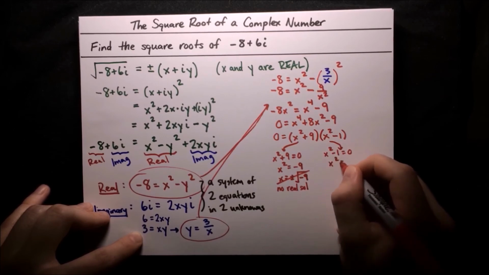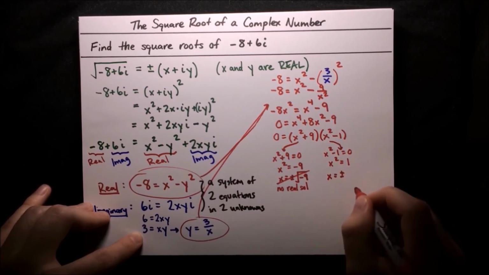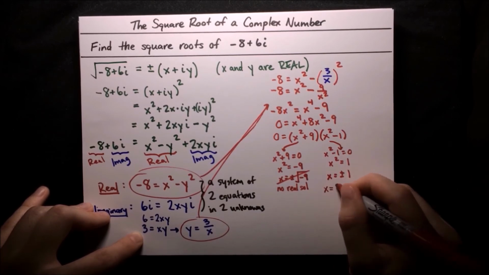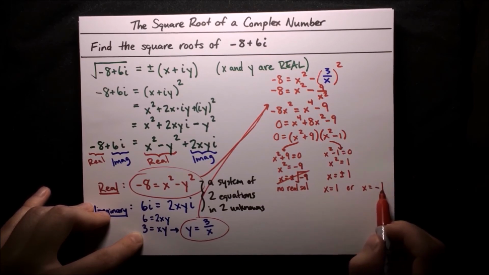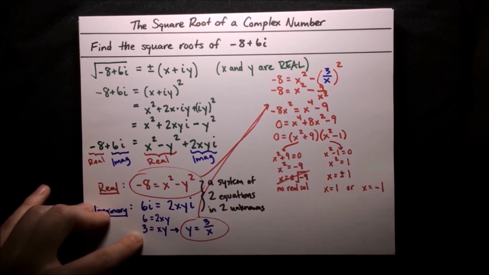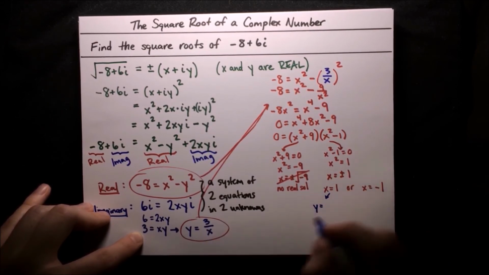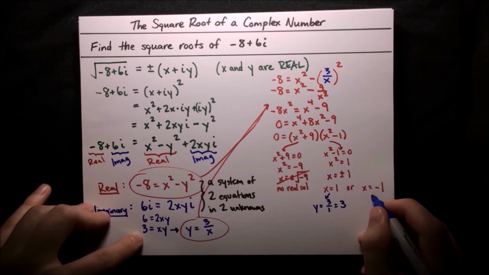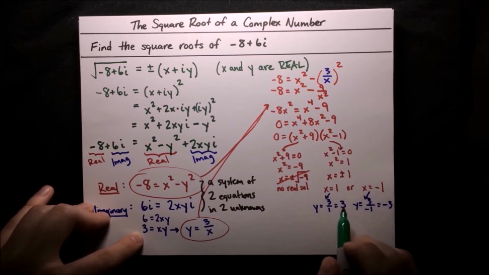x squared has to equal 1 then, so x is equal to plus or minus square root of 1, so plus or minus 1. Great, so now that we know that x equals positive 1, or x equals negative 1, we can use each of these solutions for x to figure out what y is in each of these cases. If x equals 1, then y equals, since y is just 3 over x, y equals 3 over 1, which is just 3. Or if x equals negative 1, then y equals 3 over negative 1, which is just negative 3.